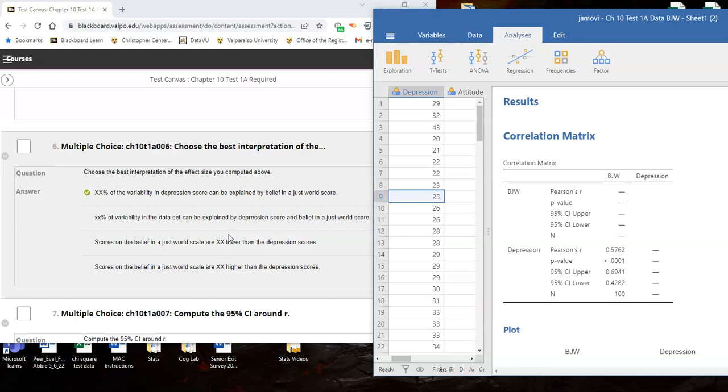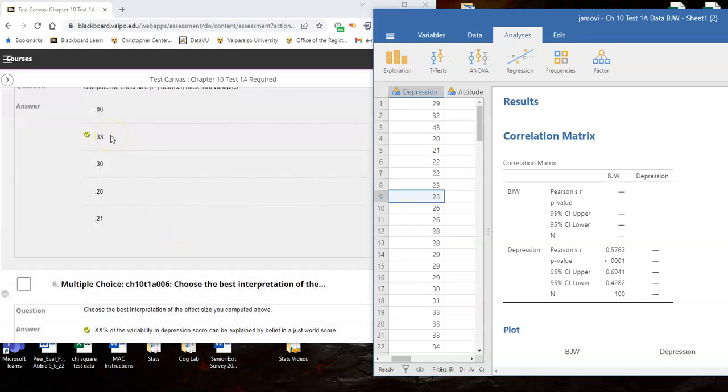It's the percent of the variability in the dependent variable, in this case depression score, that is explained by belief in a just world. It's basically how much overlap there is between the variance in the two variables, and it's going to range between 0% and 100%. An r squared of 0.33 is considered a large effect. Again, the cut lines for r squared are 0.01 for small, 0.09 for medium, and 0.25 for large. You can find the table for that on page 390 of your text.